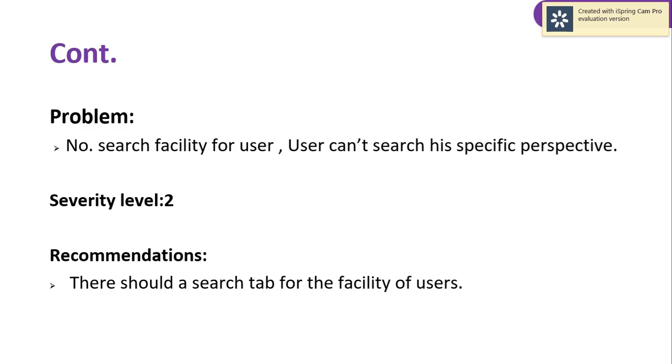The problem in the existing interface was that there was no facility for users to search for what they want; they have to find it by surfing the website. There was no such searching facility. So that's why I gave it a severity level 2. In recommendations, there should be a search tab for the facility of users. In the interface redesigned by me, I have given a search tab for the users in which they can easily search for their specific query.